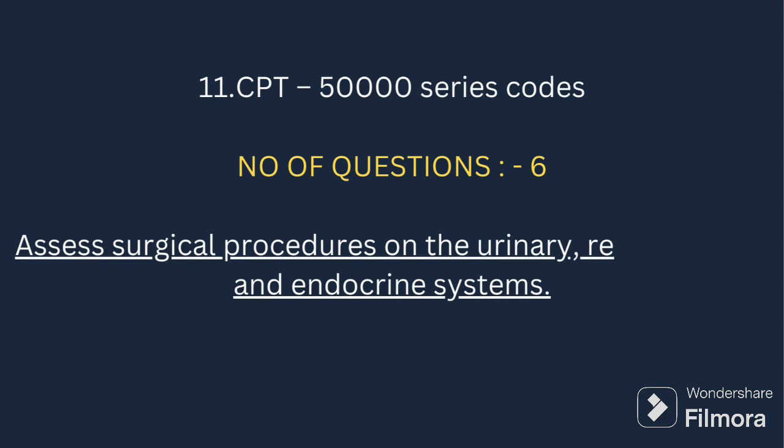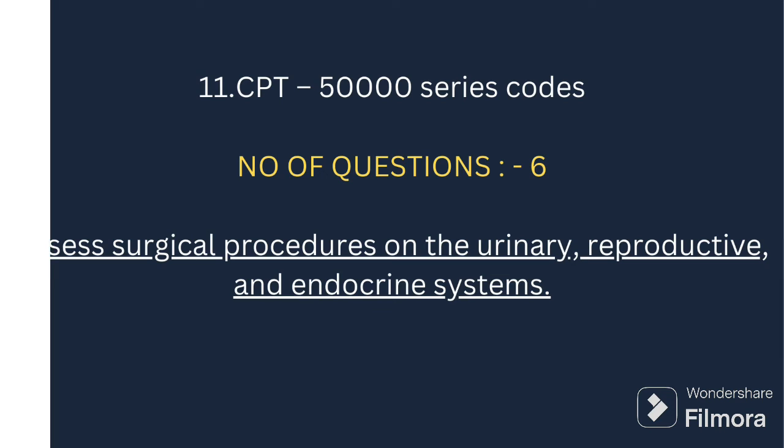So next comes CPT 50,000 series code, that is urinary system. Number of questions asked is 6. For clearing the 6 questions, you should assess the surgical procedures on the urinary, reproductive and endocrine system. Do at least 50 to 100 questions so that you will be familiar with all the codes.